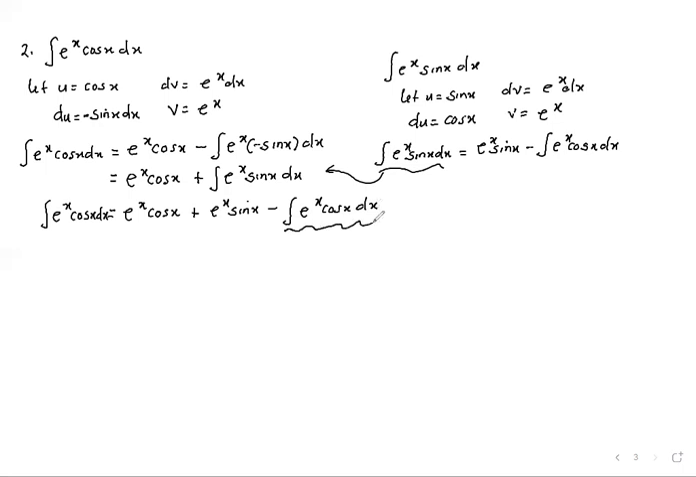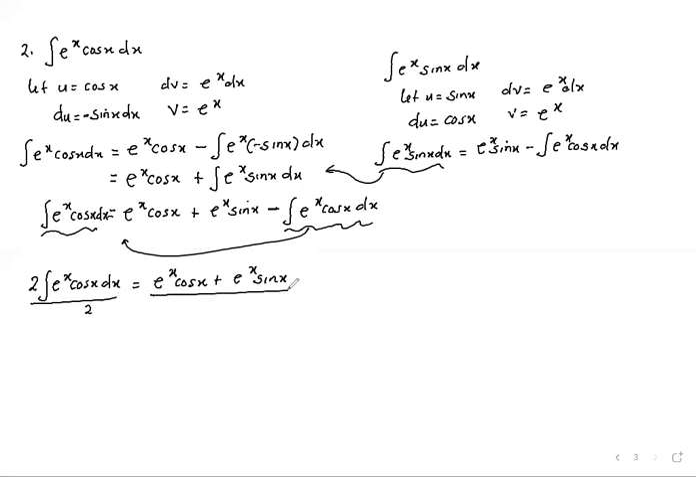But this one here is what we have on the left. And the beauty is that it is negative. So take it to the other side so that we have two of them as we add them. 2 times the integral of e^x cos x dx, giving us e^x cos x plus e^x sin x. Then we divide by two. So now we have the integral we're looking for, the integral of e^x cos x dx is equal to e^x cos x plus e^x sin x over two, plus the constant C.